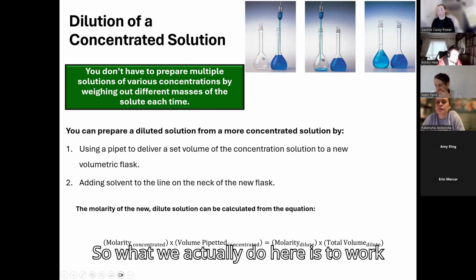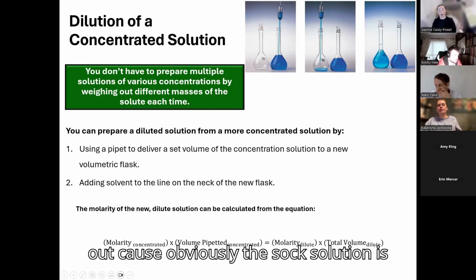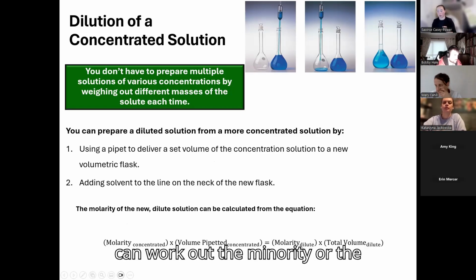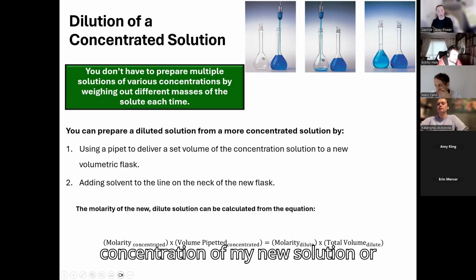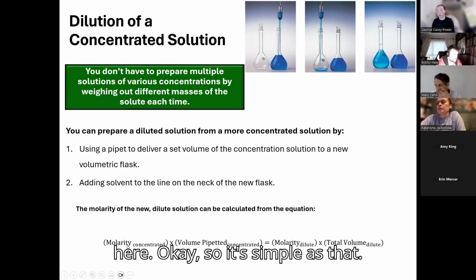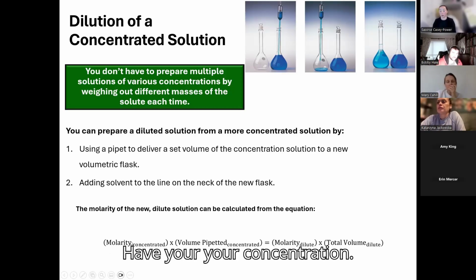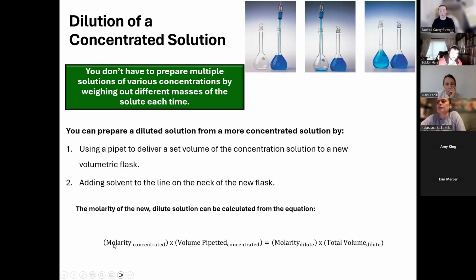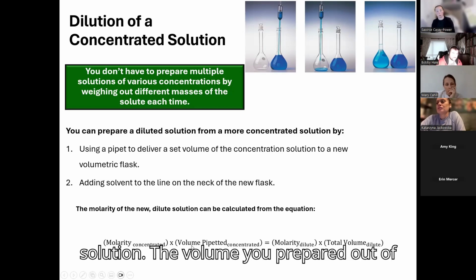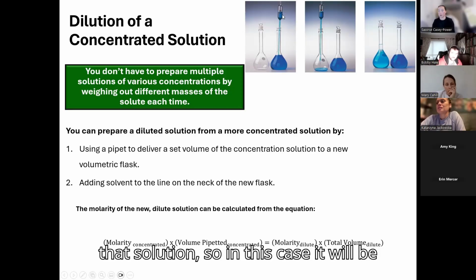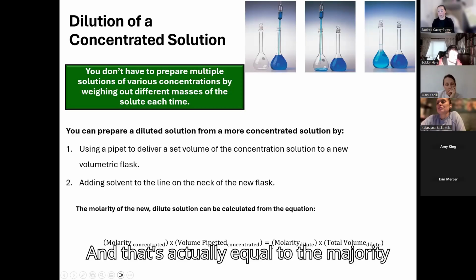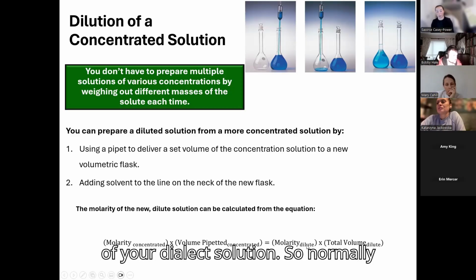So what we'd actually do here is to work out, because obviously the stock solution is going to have one concentration. We can work out the molarity or the concentration of my new solution or the dilute solution using this calculation here, okay? It's as simple as having the concentration, or molarity, of your concentrated solution, times the volume you pipetted out of that solution, so in this case it would be 25 ml in this example, and that's equal to the molarity of your dilute solution.